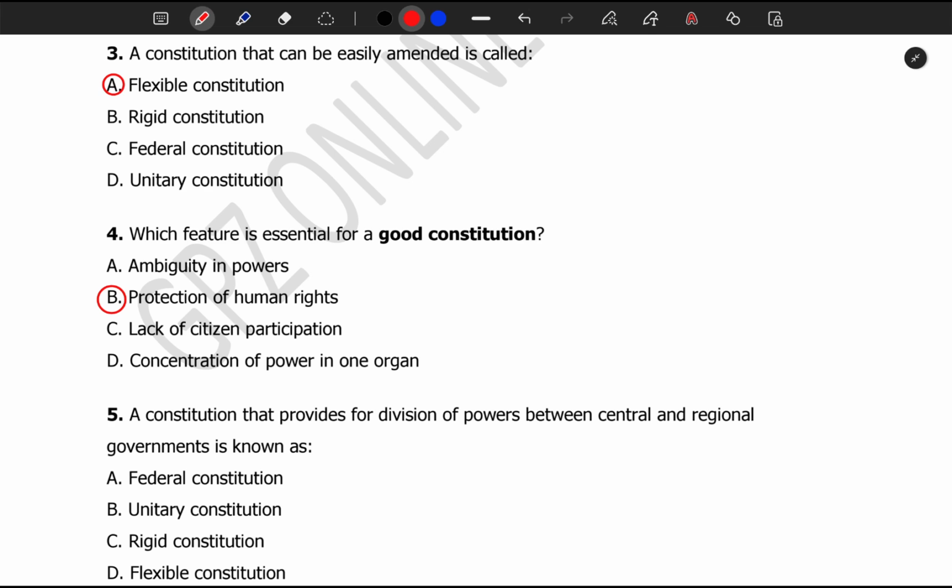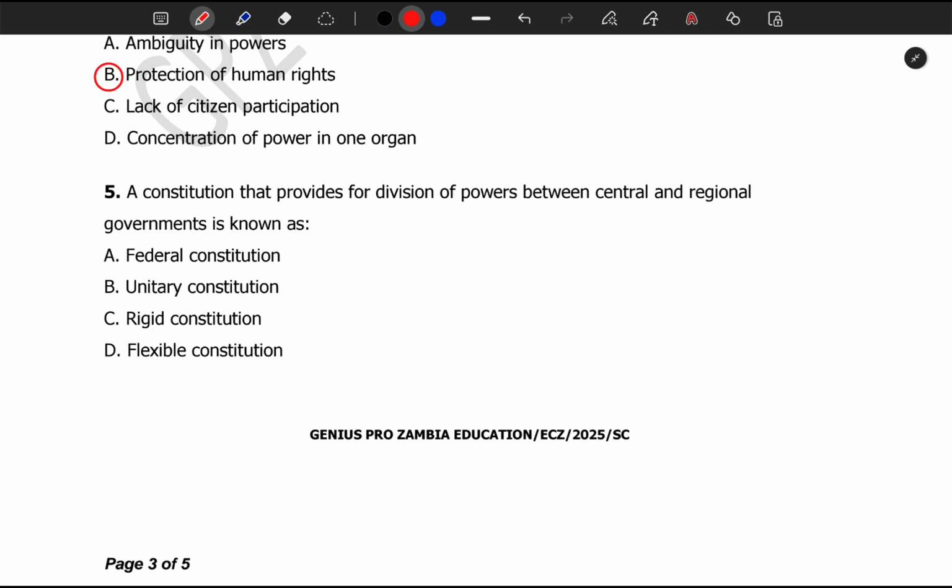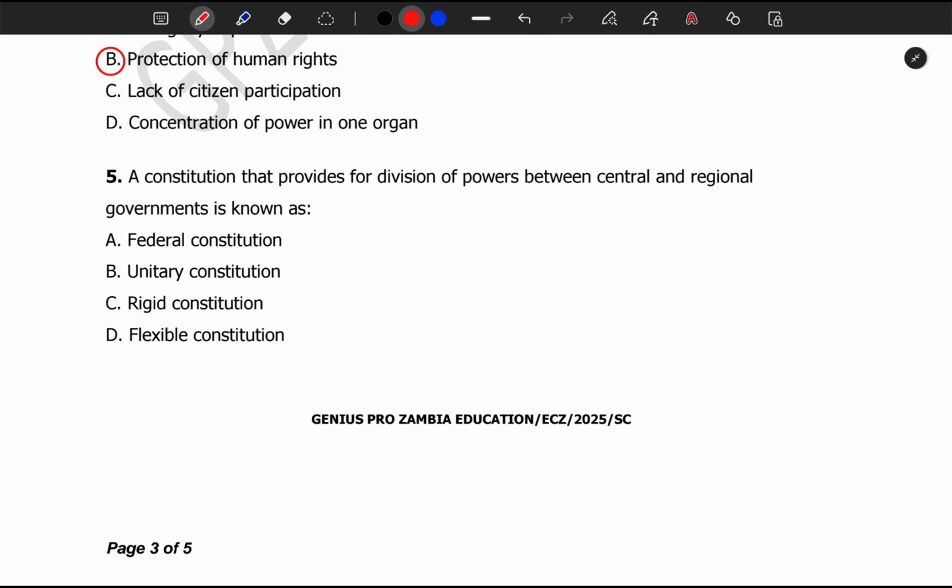All right. Next question 5. A constitution that provides for division of power between central and regional government is known as. So this is a federal constitution, in case you didn't know, or in case I didn't teach you. It's a type of constitution where power is divided between the central and the regional governments.